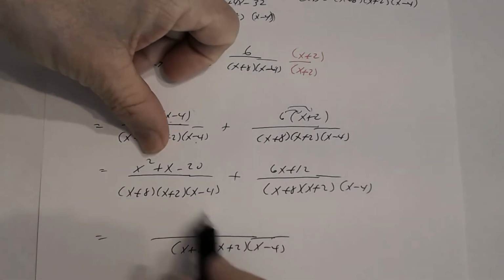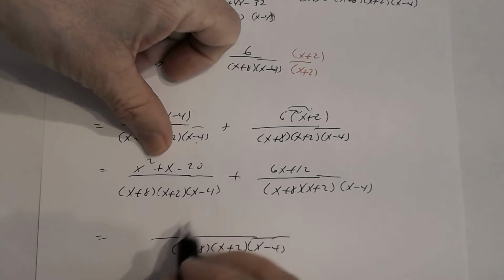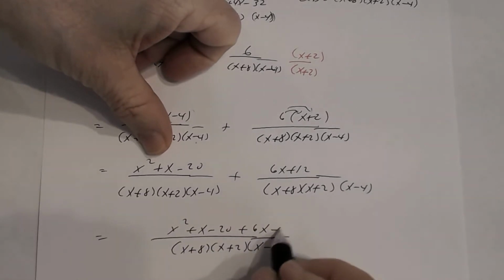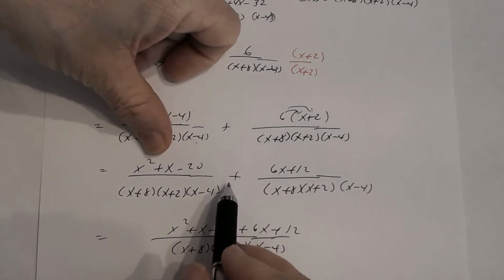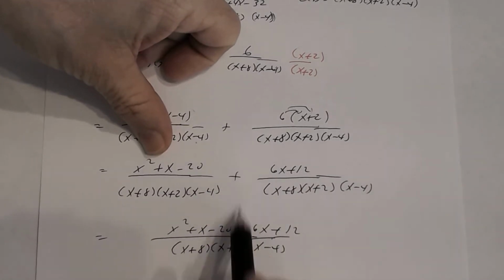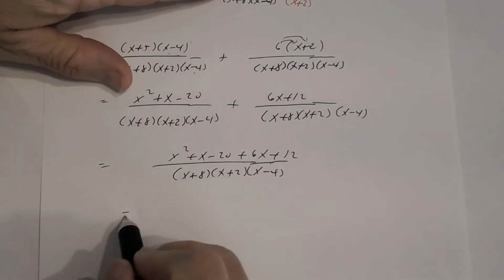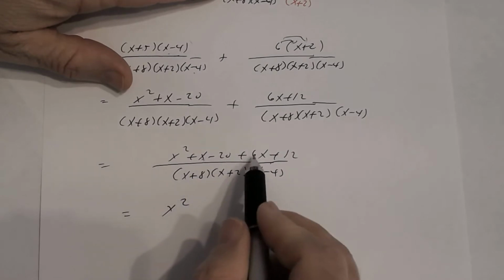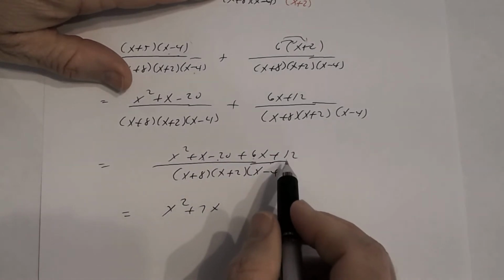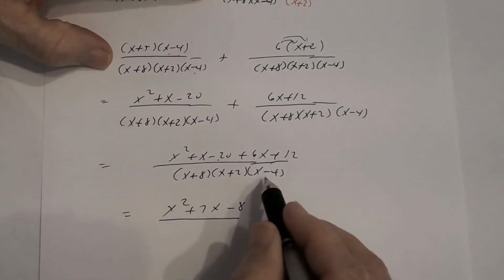So I have, let's write this as one rational expression. So x squared plus x minus 20 plus 6x plus 12. So remember, this was a subtraction, you would need to put that in parentheses, right? Okay, but since that's addition, I don't need parentheses. Okay, let's combine like terms. I have x squared. x and 6x is 7x. A negative 20 and a positive 12 is a negative 8, divided by the LCD.